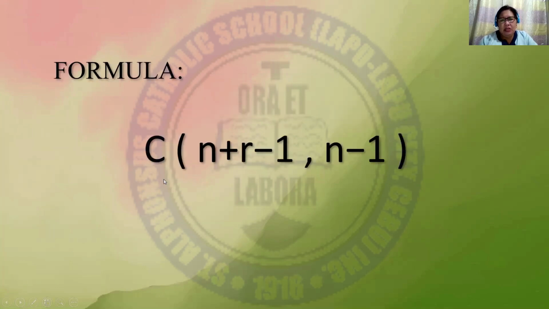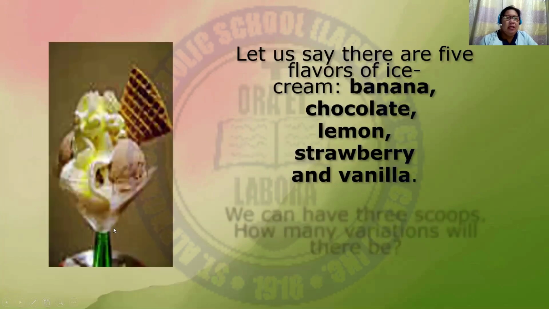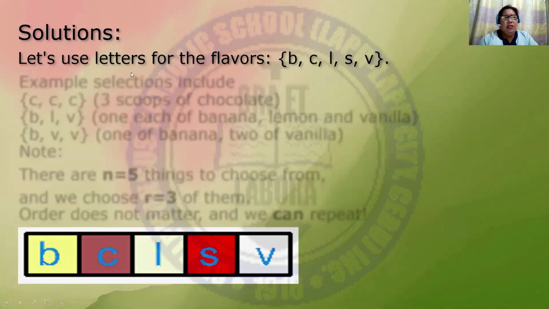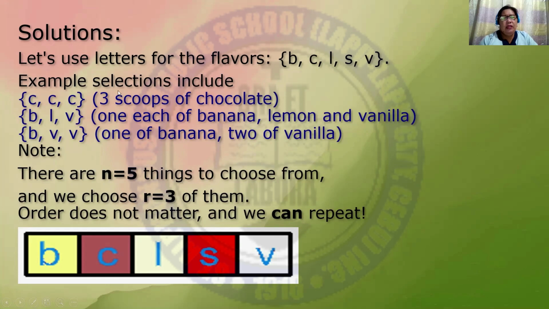The formula is the combination of n plus r minus 1 and n minus 1. So, for example, let us say there are 5 flavors of ice cream: banana, chocolate, lemon, strawberry, and vanilla. We can have 3 scoops. How many variations will there be? For the solutions, let us use letters for the flavors. B for banana, C for chocolate, L for lemon, S for strawberry, V for vanilla. Example selections will include CCC, that is 3 scoops of chocolate; BLV, that is 1 each of banana, lemon, and vanilla; BVV, that's 1 banana, 2 of vanilla.